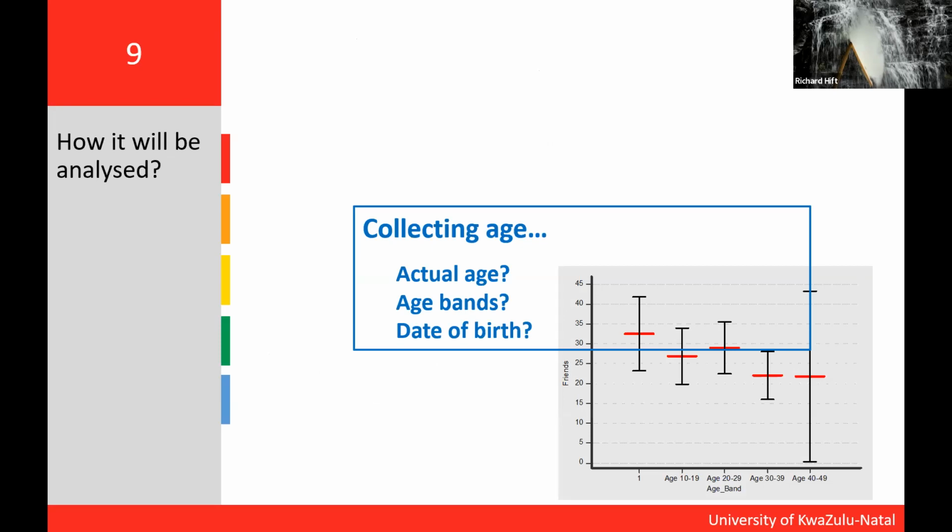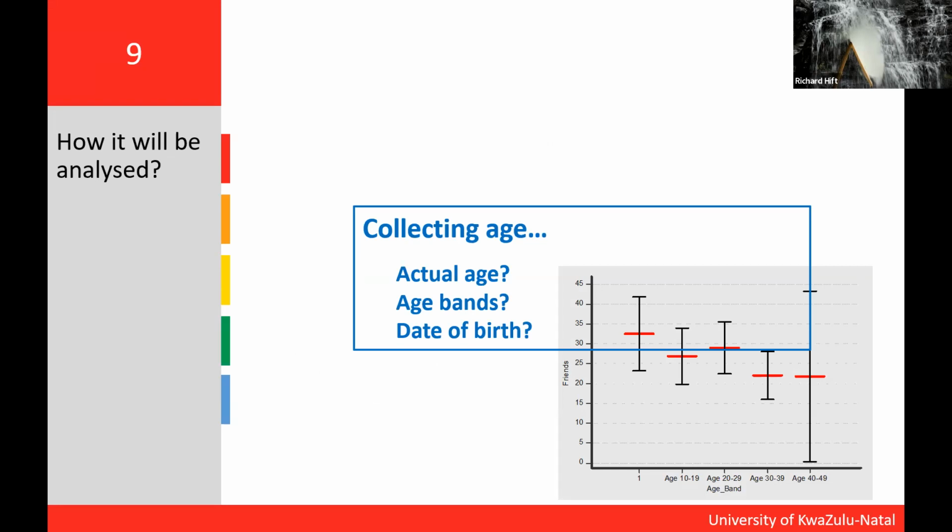So, sorry, that graph in the corner should have disappeared at this stage. The classic example, we've used this before, is the age that you're going to collect in your instrument. Are you going to write an actual age, like 34? Are you going to put it in age bands, like 10 to 20, 20 to 30, 30 to 40? Are you going to write down an actual date of birth? So I'll give you some examples of this.